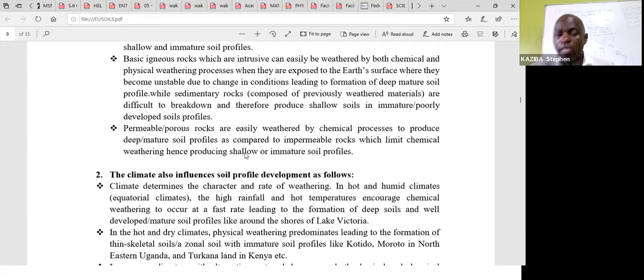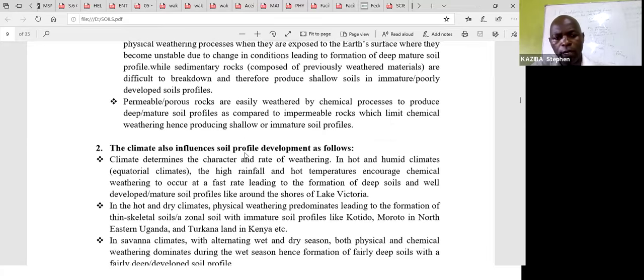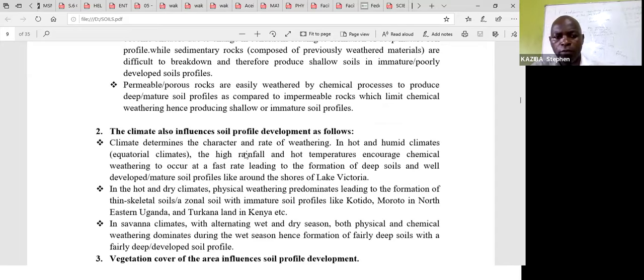Now, other factors, they can also ask a question: to what extent is climate responsible for the formation? Or you can say, climate is largely responsible for the formation of soil profile. Discuss. So you bring in climate. Now, you divide climate into different climatic regions. We have equatorial climate. Okay, we shall talk about the numbers.